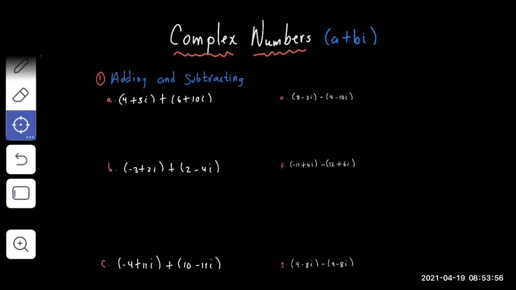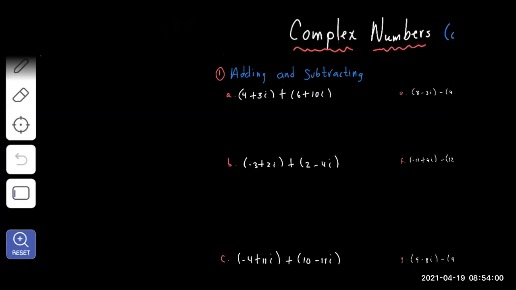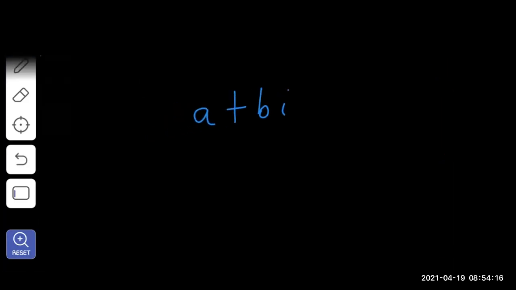Let's have a look at how a complex number looks. A complex number, guys, has two parts. A complex number is something like this: a plus bi. This is how a complex number looks. We have two parts, guys.